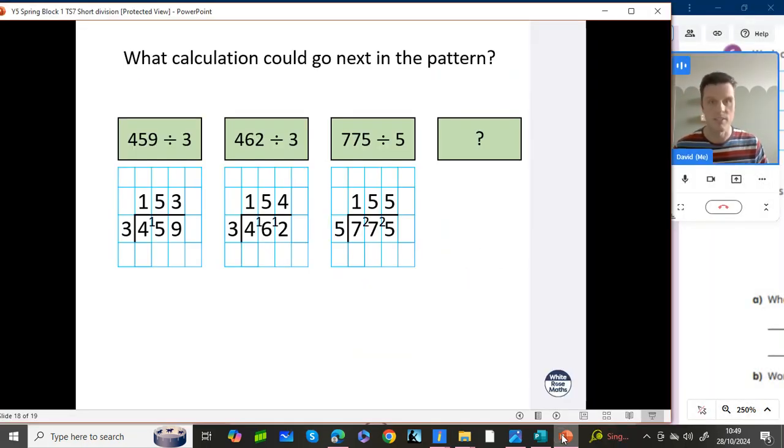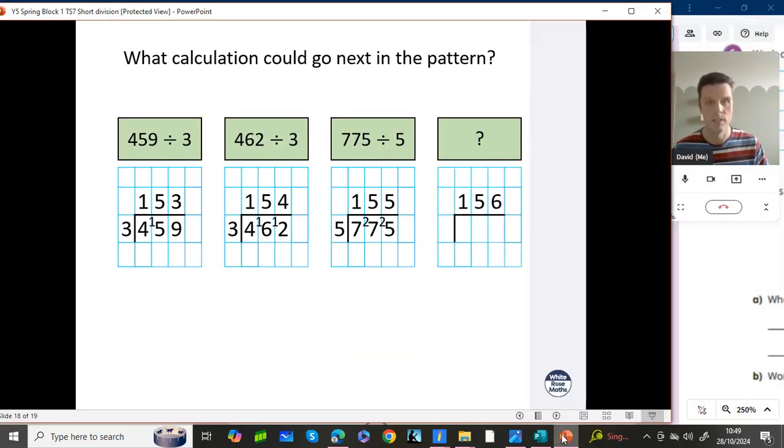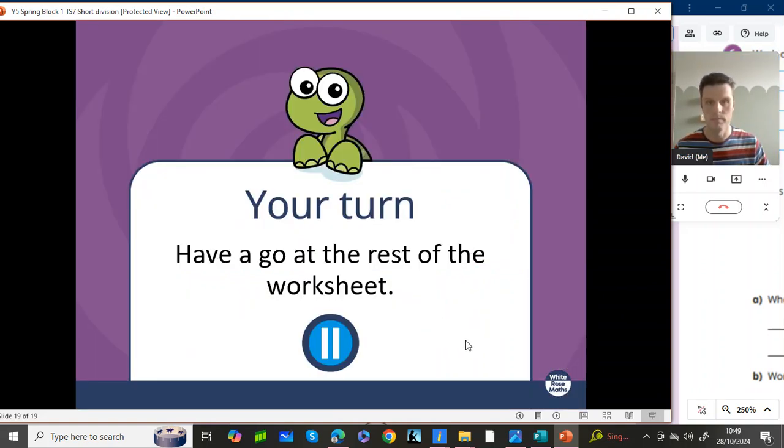So here we've got 775 divided by 5. So here, because our answer is going 153, 154, 155, here we've got 156. So we needed something. So 468 divided by 3 would have given us the answer of 156. A little bit tricky, that one, but I hope you got it. Okay, so looking for the pattern in the answers. Okay, and now it's time to have a go at the rest of the worksheet.